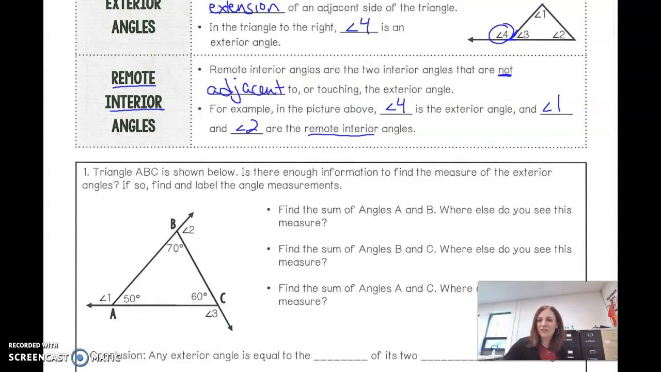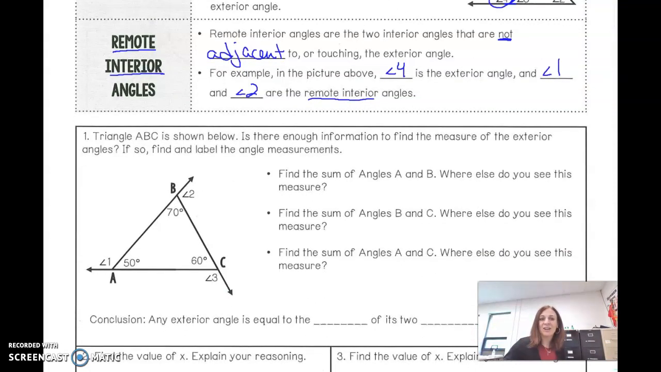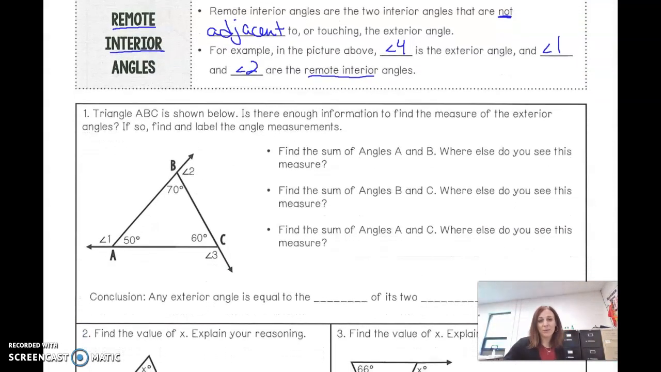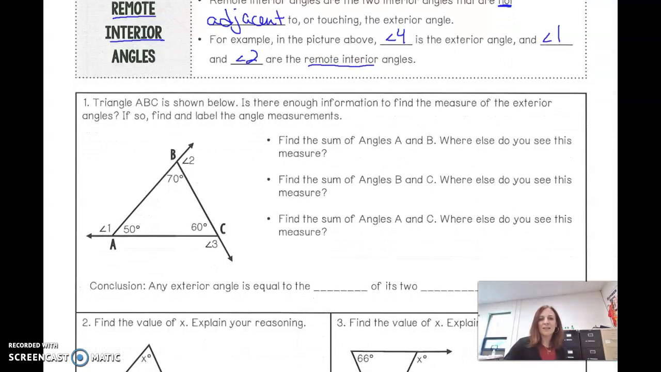Triangle ABC is shown below. Is there enough information to find the measure of the exterior angles? If so, we want to label and find them. So it says find the sum of angles A and B. So this really should be CAB and ABC, right? But if we add the measure of angle A plus the measure of angle B, A is 50 plus B is 70, that equals 120 degrees, okay?